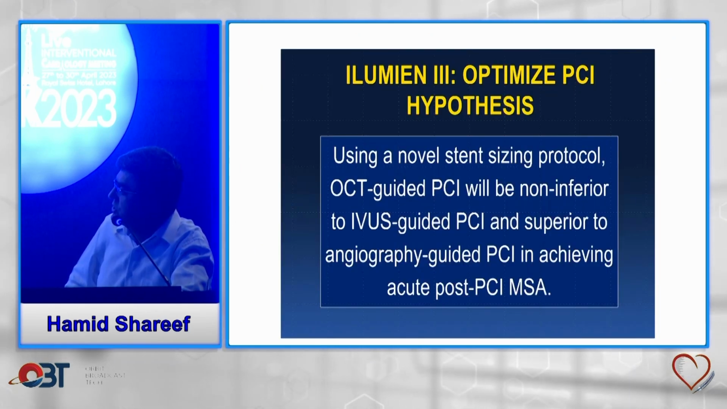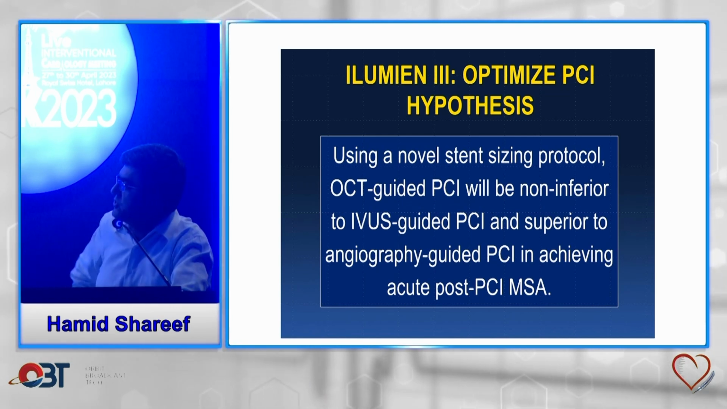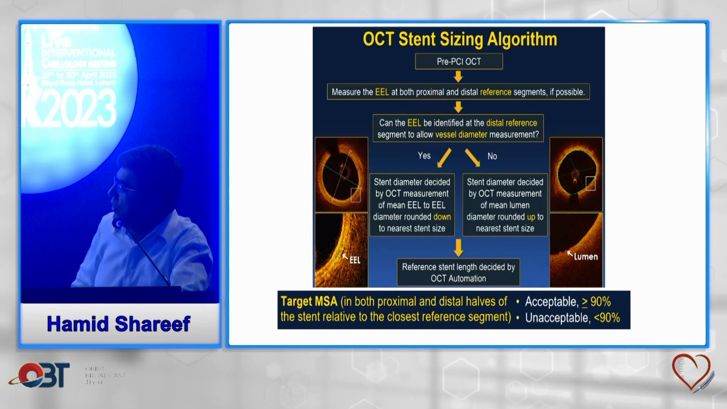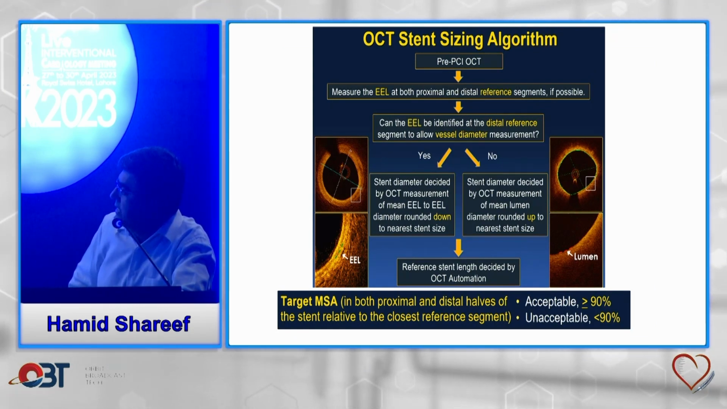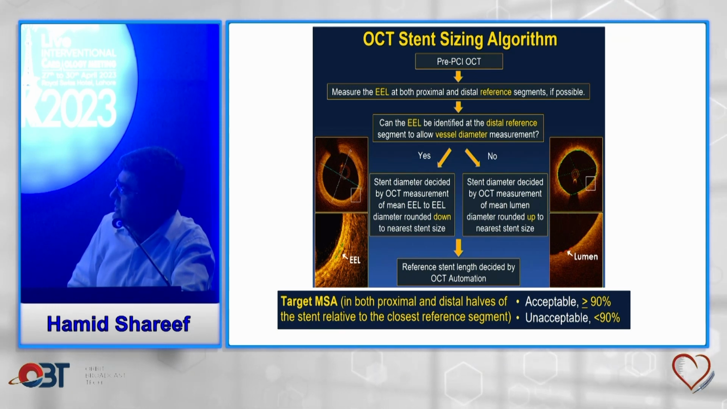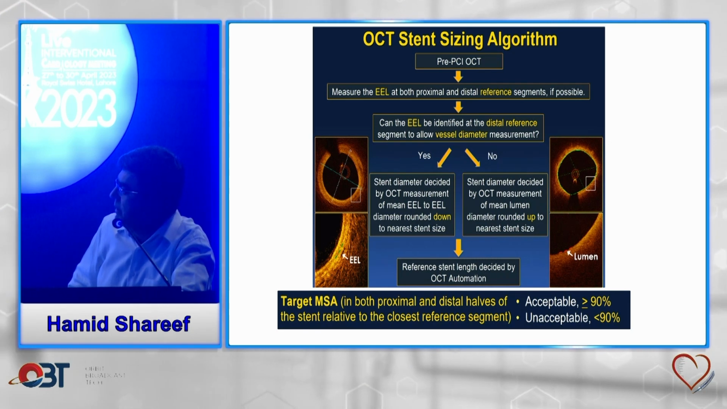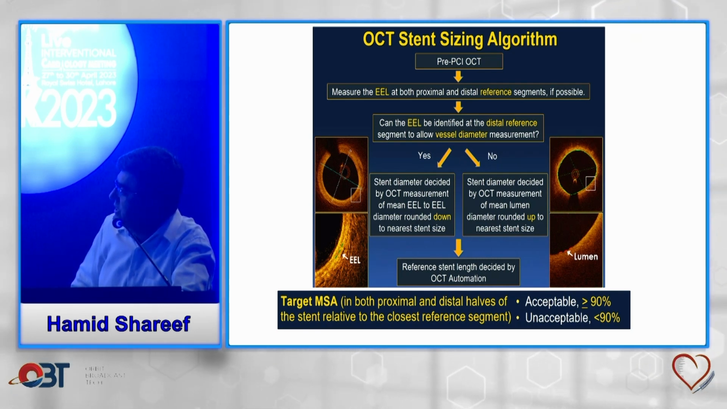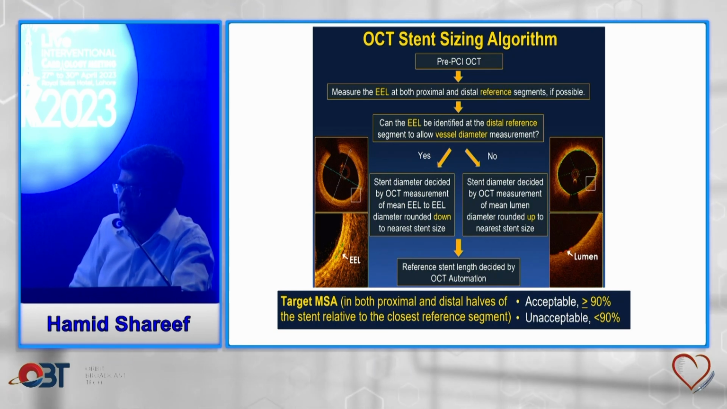OCT, as you all know, uses optical coherence tomography, it uses infrared rays, and an important trial was the ILUMIEN trial, which showed non-inferiority of OCT compared to IVUS. So based on this, the stent sizing algorithm was based on EEL to EEL, which is external elastic membrane, and the reference diameter was taken, and it was considered to be acceptable if the MSA was more than 90% of the distal reference area.